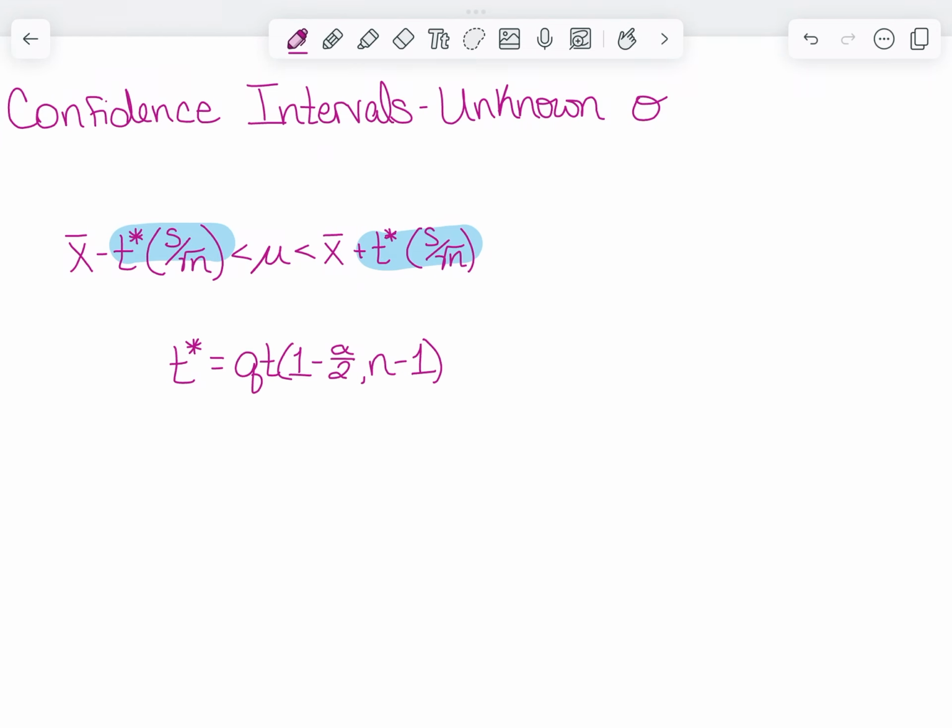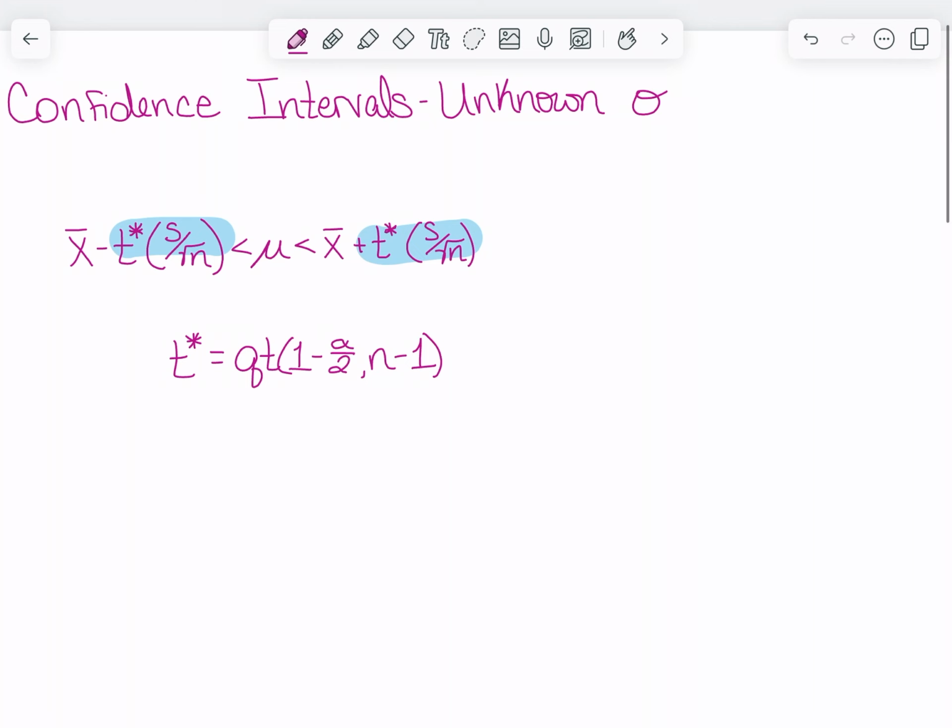In order to find t star, we will be using R, and the command will be qt of 1 minus alpha over 2, comma n minus 1. N is our sample size, and n minus 1 is our degrees of freedom, and alpha is going to be the opposite of the confidence level. So if our confidence level is 95%, alpha would be 5%.